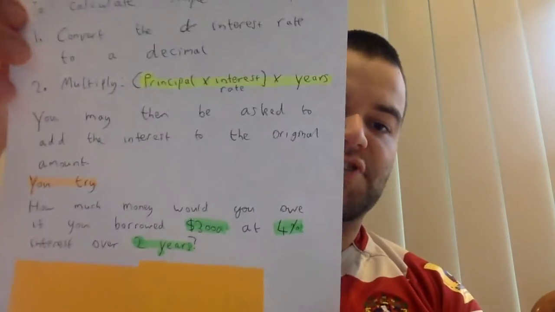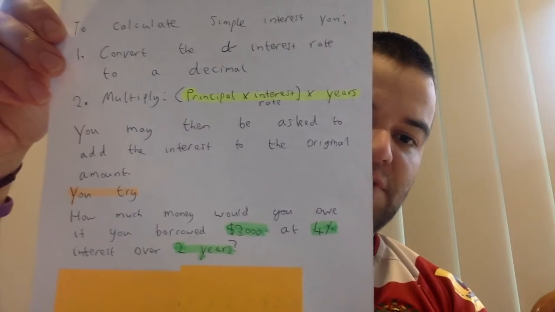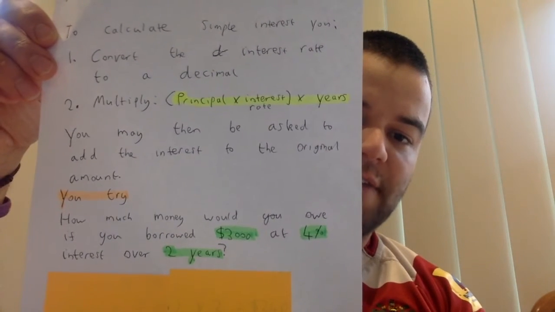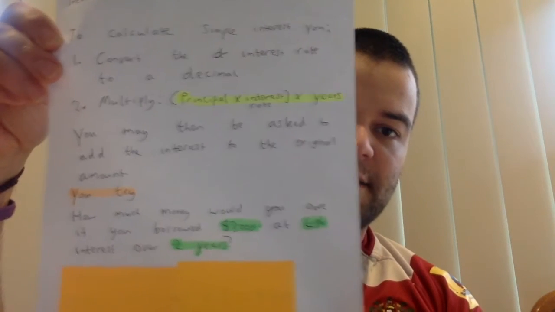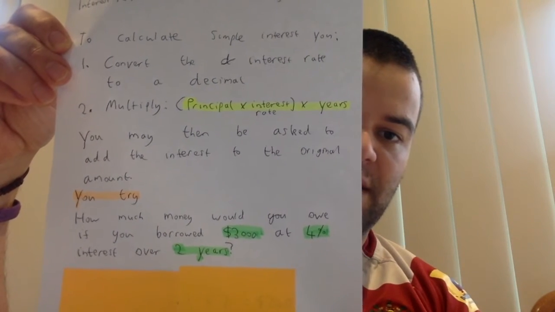So once you've worked out the interest, you add it to the principal, the original amount, and that will show you the amount of money that you save or owe. So I want you to try quickly. How much money would you owe if you borrowed $3,000 at 4% interest over 2 years? You may want to pause this video and have a quick go at working that out.